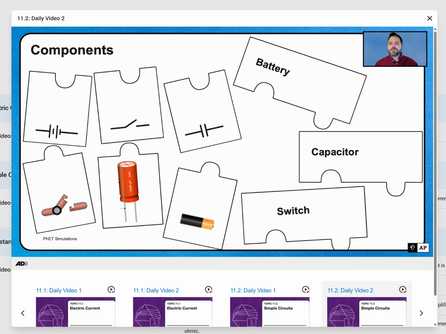So here I have some puzzle pieces, and I have the diagram symbols on top and some more realistic looking pictures. And I want you to match the symbol to the picture. So one's a battery, one's a capacitor, and one's a switch. I'm going to give you a moment to figure all that out, and I'll reveal the answer in about 3, 2, 1.